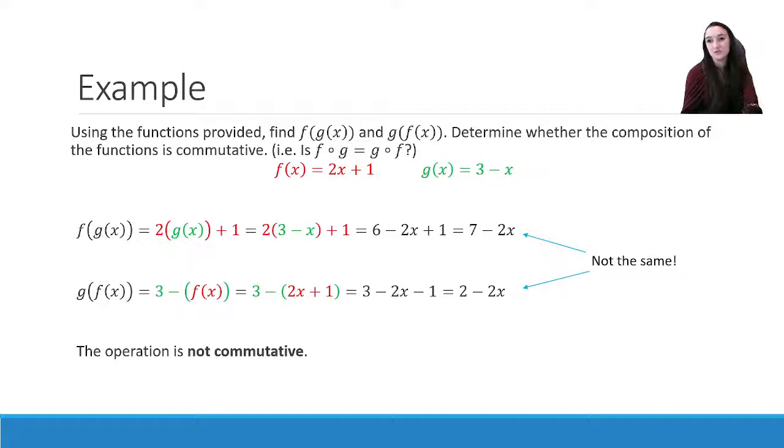Remember, commutative just means that it works in both directions and you get the same answer. Addition is commutative, but subtraction is not. Multiplication is commutative, division is not. Composition is not commutative.